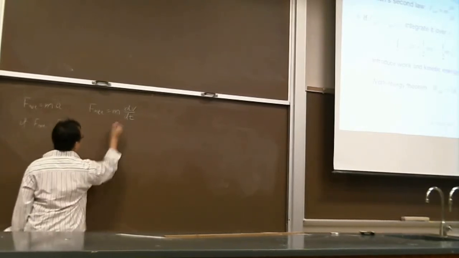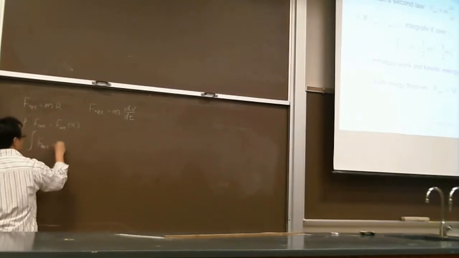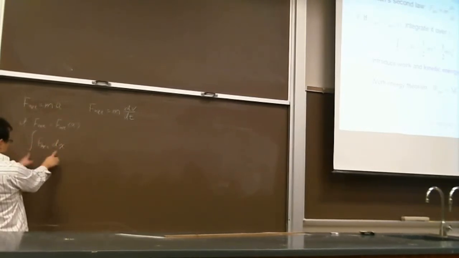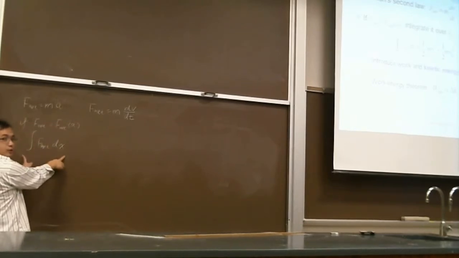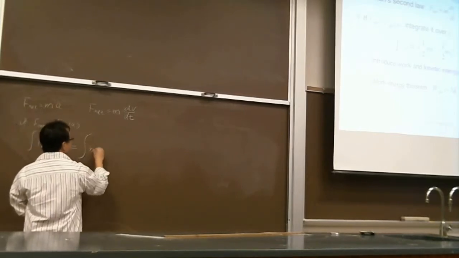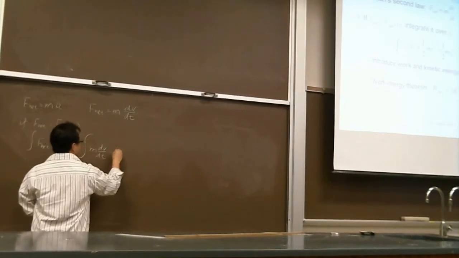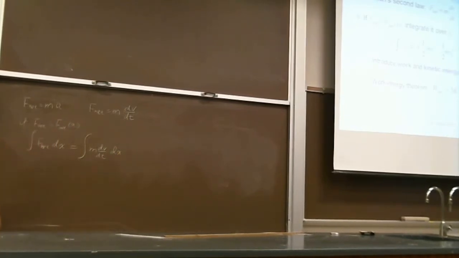So this is the equation. I integrate both sides, this side with respect to x, and also this side with respect to x. So we still should have an equation where both sides equal each other. Any question here?